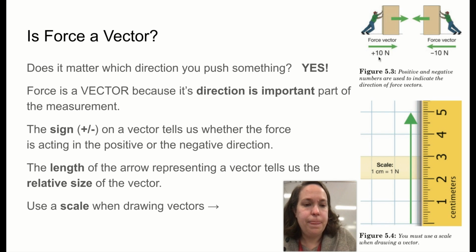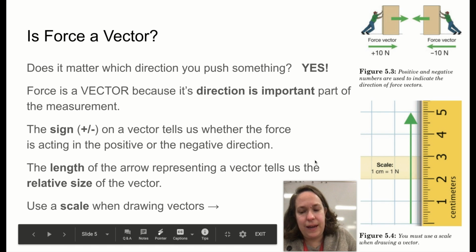So the net force is a positive 10 newtons. And then on the other side, he's pushing in the exact opposite direction with the same amount of force. So that's a negative 10 newtons. The size of the forces are the same, but they're in opposite directions.